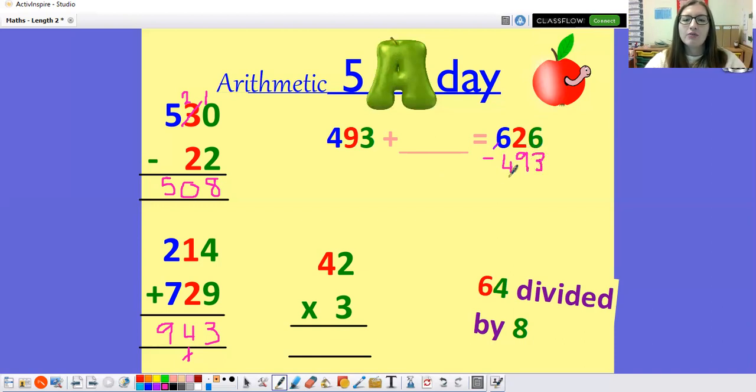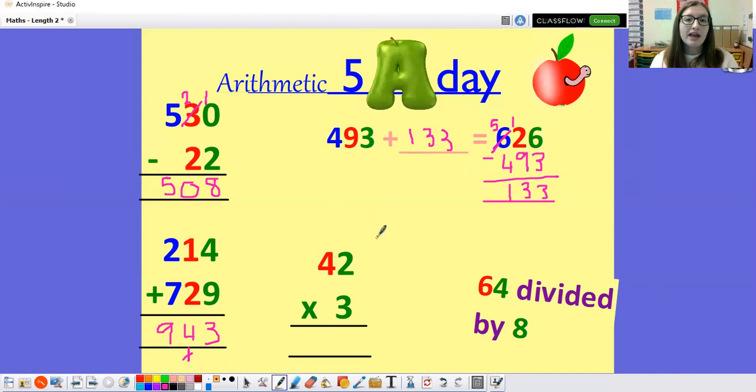493. So I start in my ones and I can do 6 take away 3, which is 3. 2 take away 9, I can't do, can I? So I need to knock next door, steal one away. That leaves me with 5 left over here. 12 take away 9 I know is 3, and then 500s take away 400s is 100. So you should have gotten 133.